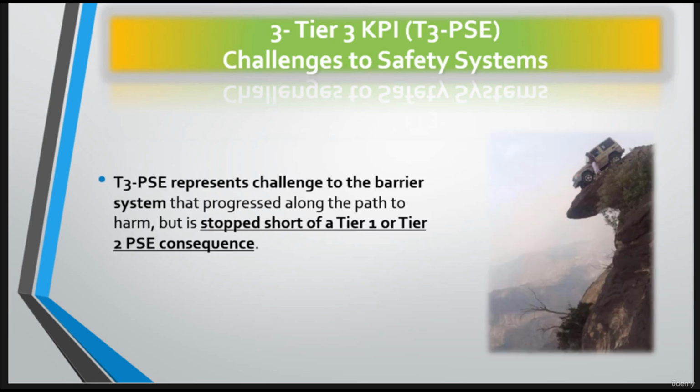Tier 3 process safety event represents a challenge to the barrier system that progressed along the path to harm, but stopped short of a Tier 1 or a Tier 2 process safety event consequence.